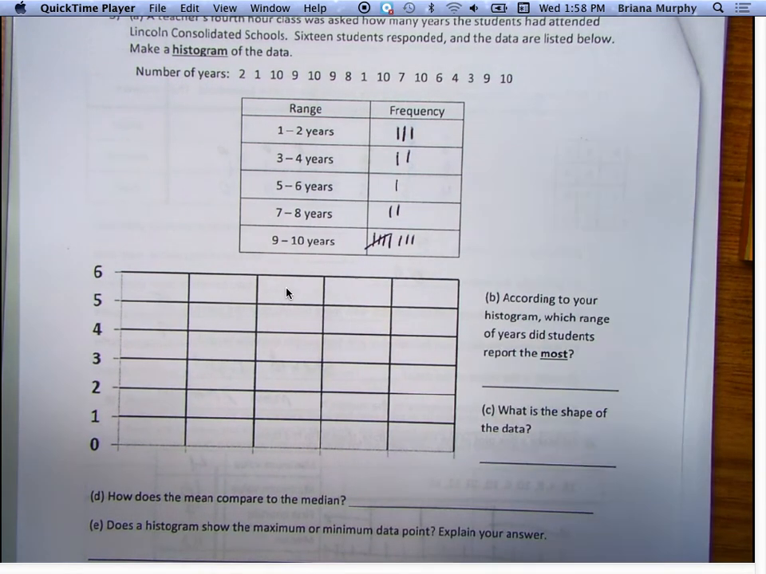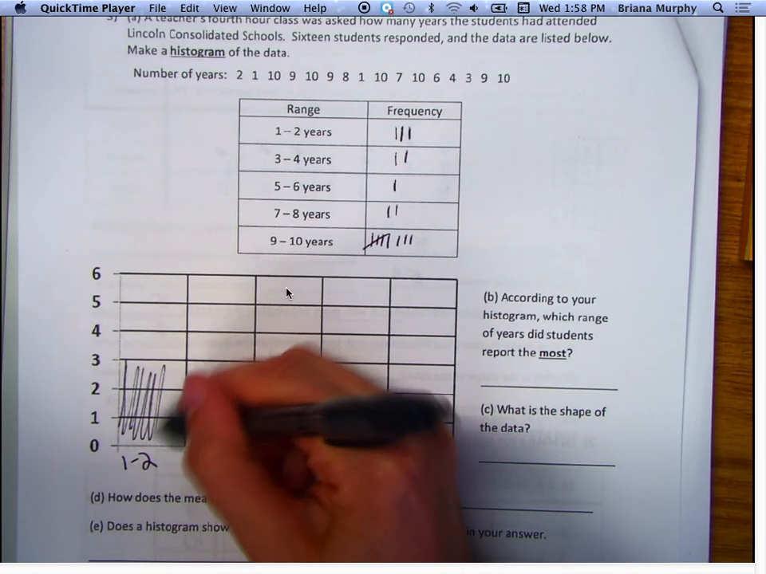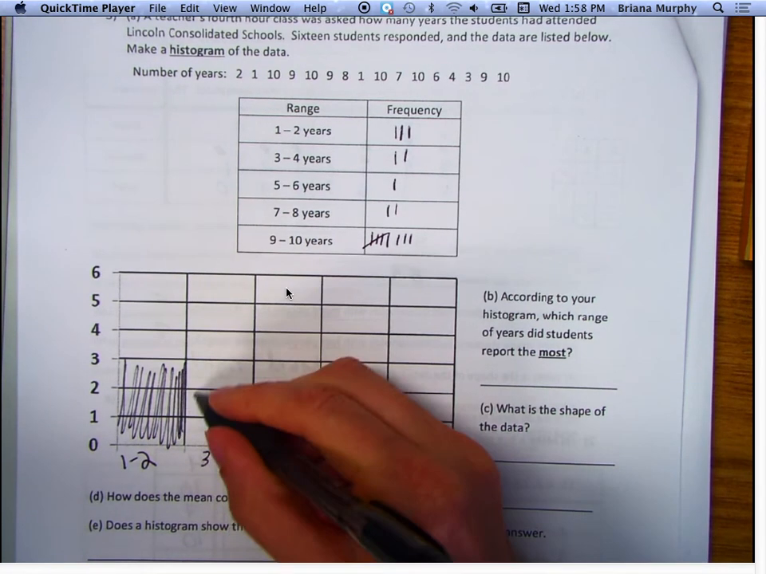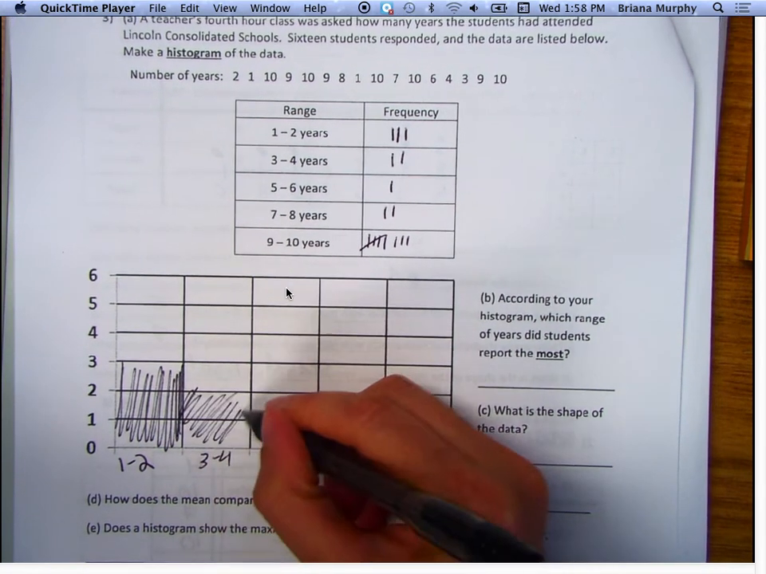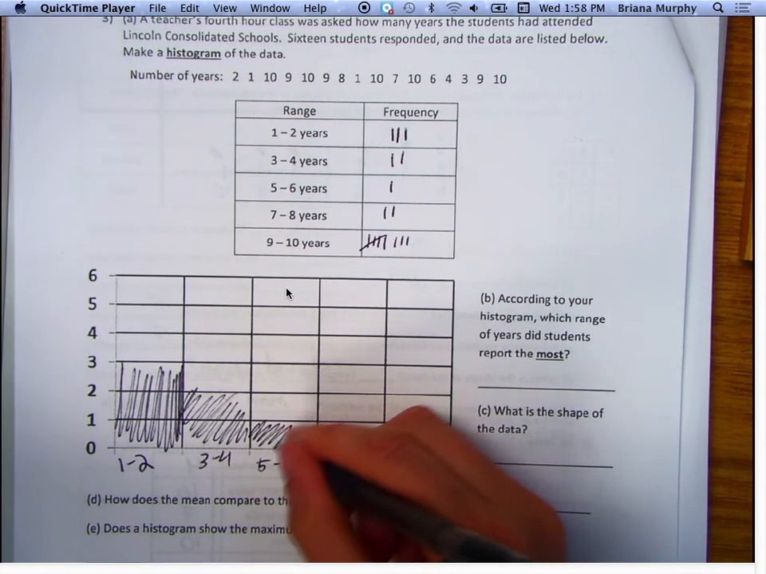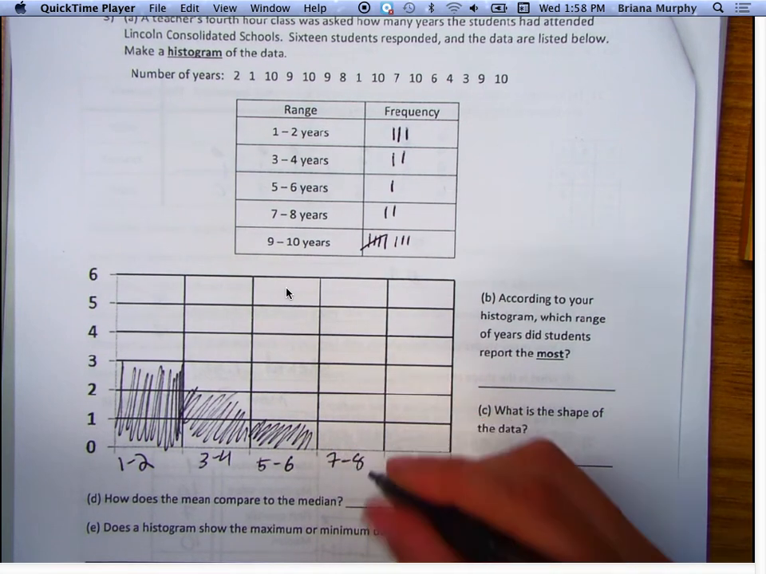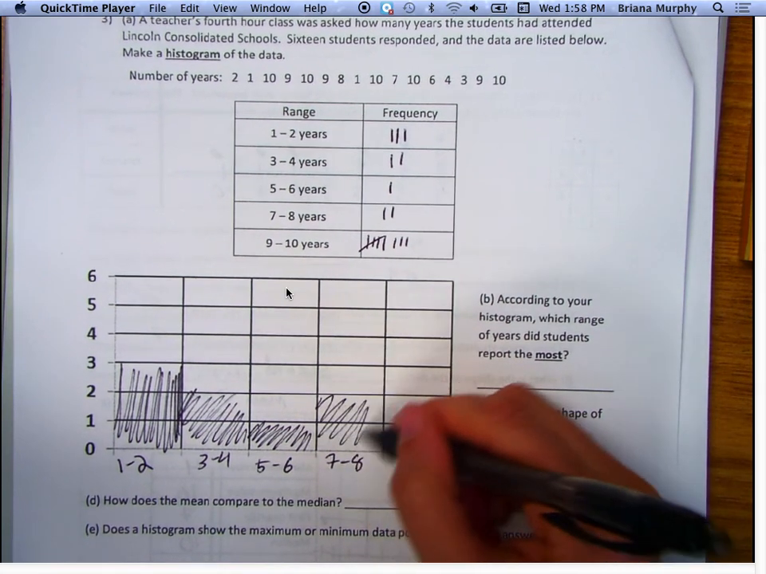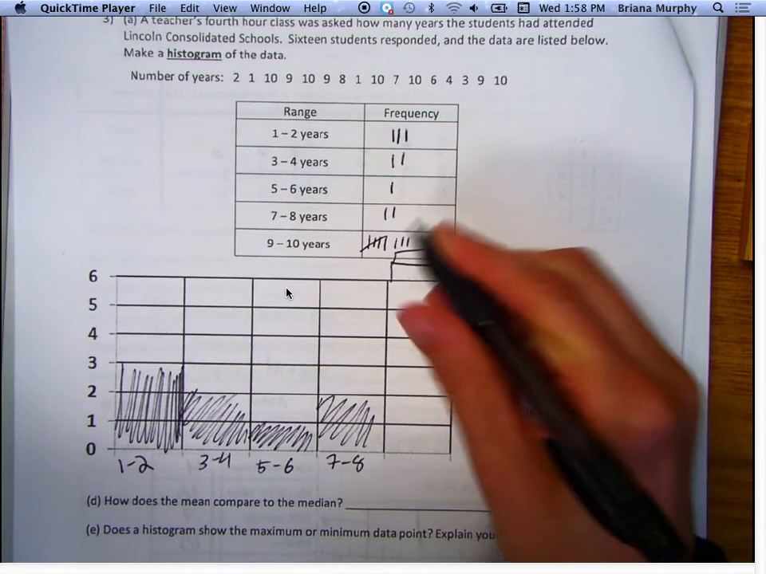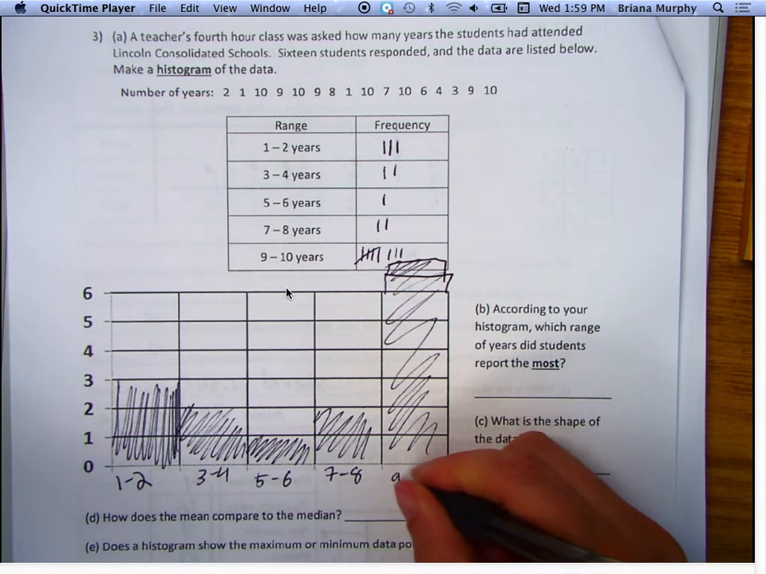Okay. So 1 to 2 years, I have 3. 3 to 4 years, I have 2. 5 to 6 years, I have 1. 7 to 8 years, I have 2. And then I don't even have enough. I'm going to draw 2 more in here. There we go. I have 8 from 9 to 10.